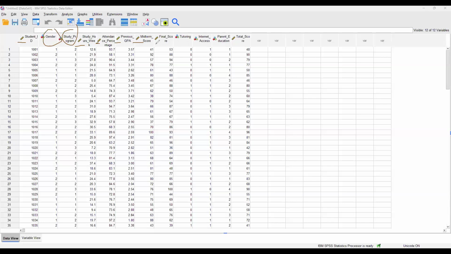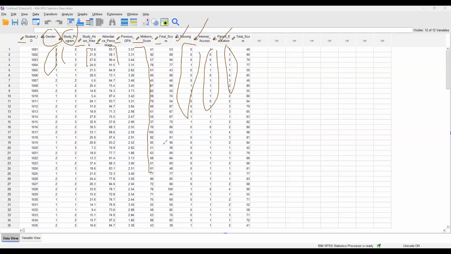This is categorical: internet access, parent education. These are coded as 0, 1, 2 and 1, 2, 3, 4. The others have decimal numbers and scores, so they are not categorical variables. Parent education is a categorical variable. Yes, the circled ones are the categorical variables.